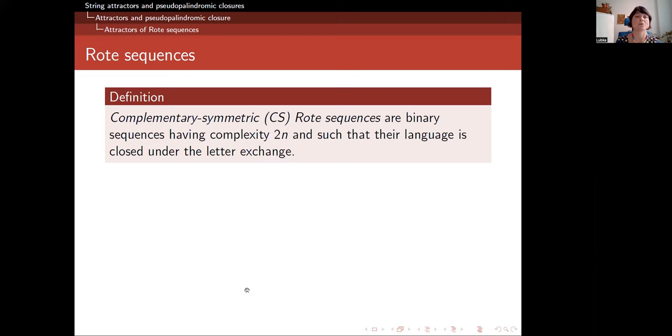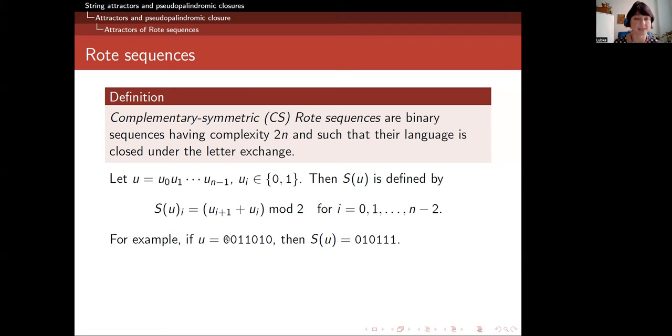Okay, so to present this last result, I have to define a complementary symmetric Rote sequence. It is a binary sequence that has complexity 2n and such that its language is closed under the letter exchange. And these complementary symmetric Rote sequences are closely connected to Sturmian sequences. So here, let me define what I mean by S of U for a finite binary word. I mean by that summing up consecutive letters modulo 2. So if my U is of this form, then S of U will be 0 plus 0, which is 0, 0 plus 1, which is 1, then 1 plus 1, which is 0, 1 plus 0, which is 1, 0 plus 1, that's 1, and the last one, 1 plus 0, which is 1.